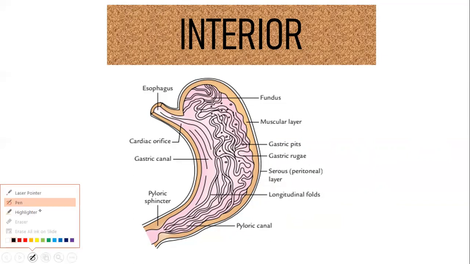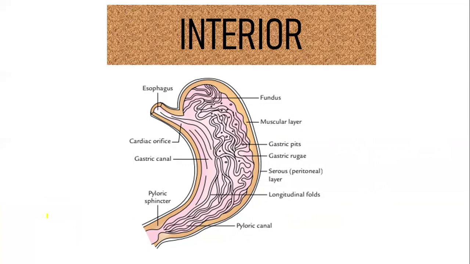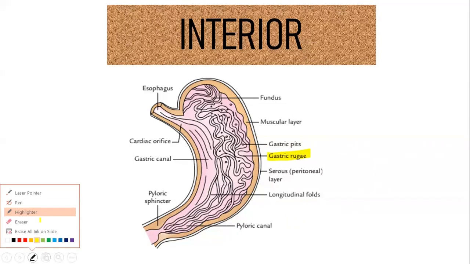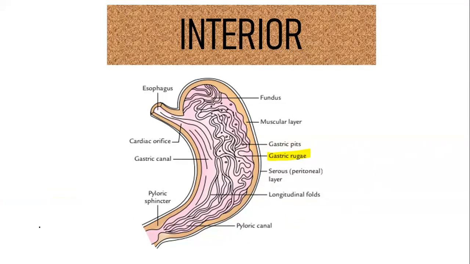The moment you hear the word interior of the stomach, you have to remember three things. The most important thing that you want to remember is the gastric rugae. Utmost importance, right? It is the mucosal fold. So you all know the mucosa is the interior aspect of the stomach. The mucosa is going to undergo certain foldings, some infoldings, the modifications, right? So those are called the gastric rugae.